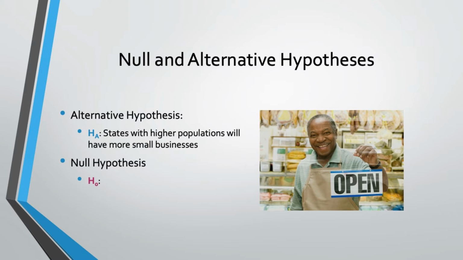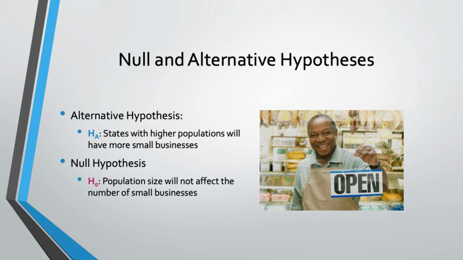Now, what's key here is that population size is the independent variable, and this statement is suggesting that as population increases, so will the number of small businesses. So since the key independent variable here is population size, that means that our null hypothesis would state population size will have no impact on the number of small businesses.